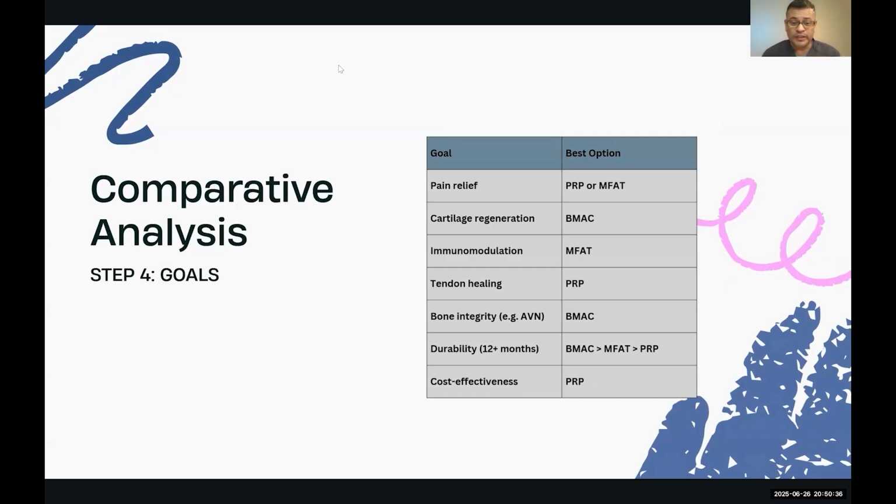Well, and what are your goals? If the patient just wants pain relief, I've had patients that say, you know what, my pain is 10 out of 10, doctor.